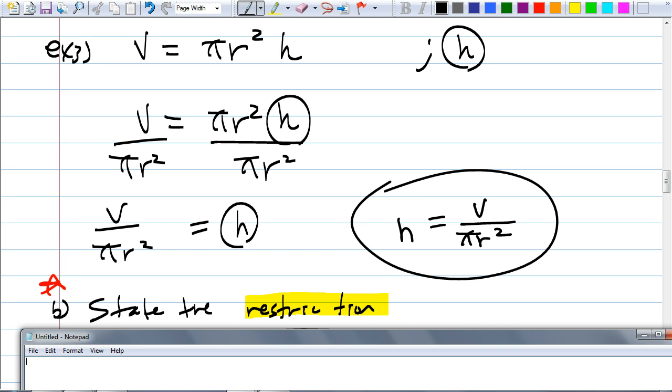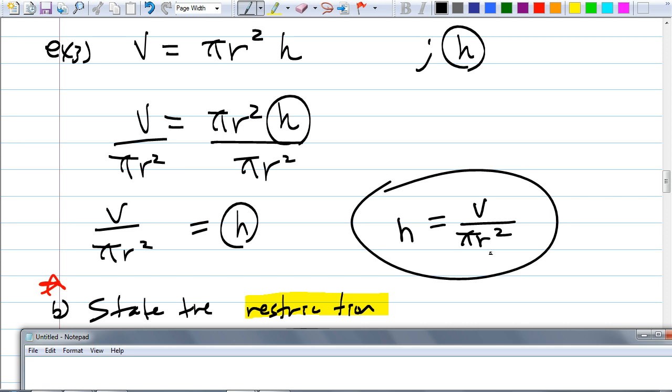Okay. What do you think? Somebody that didn't. Lucia, what do you think I mean by state the restriction on this? If I have a fraction, Lucia, is there a time when the fraction is undefined? When it's divided by 0, right? And look at this, do I have some variables in the denominator? I do, right? Well, pi is 3.14, whatever, it goes on forever. So pi is some number. But what about r? What happens if r is 0?